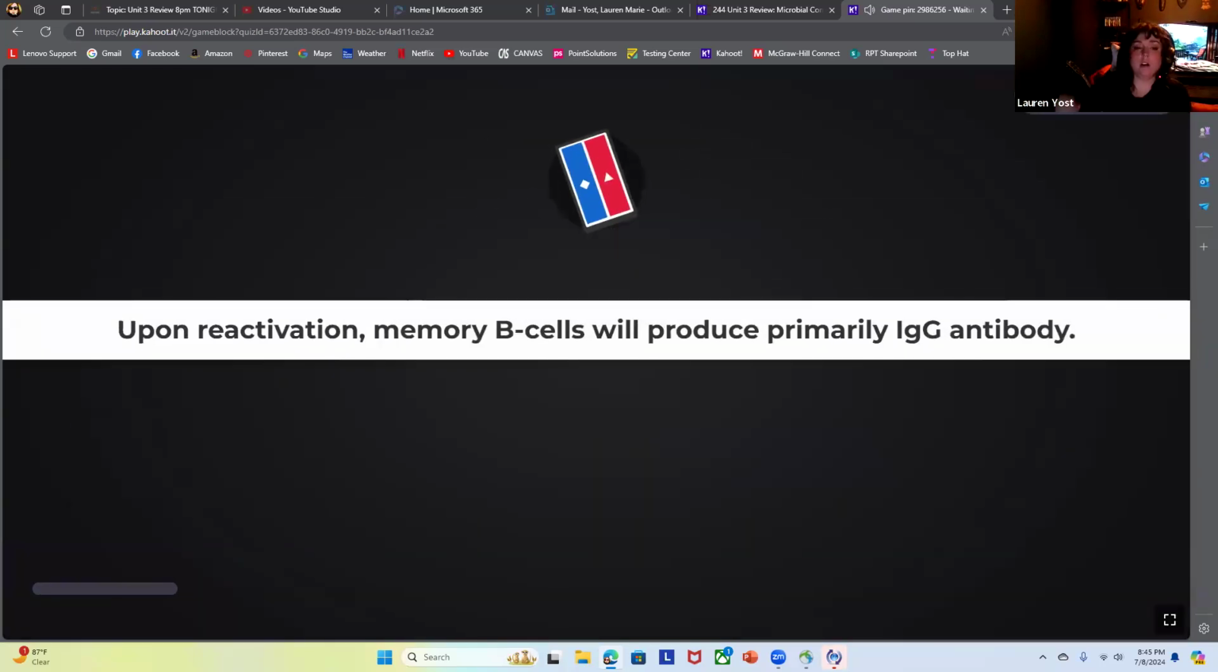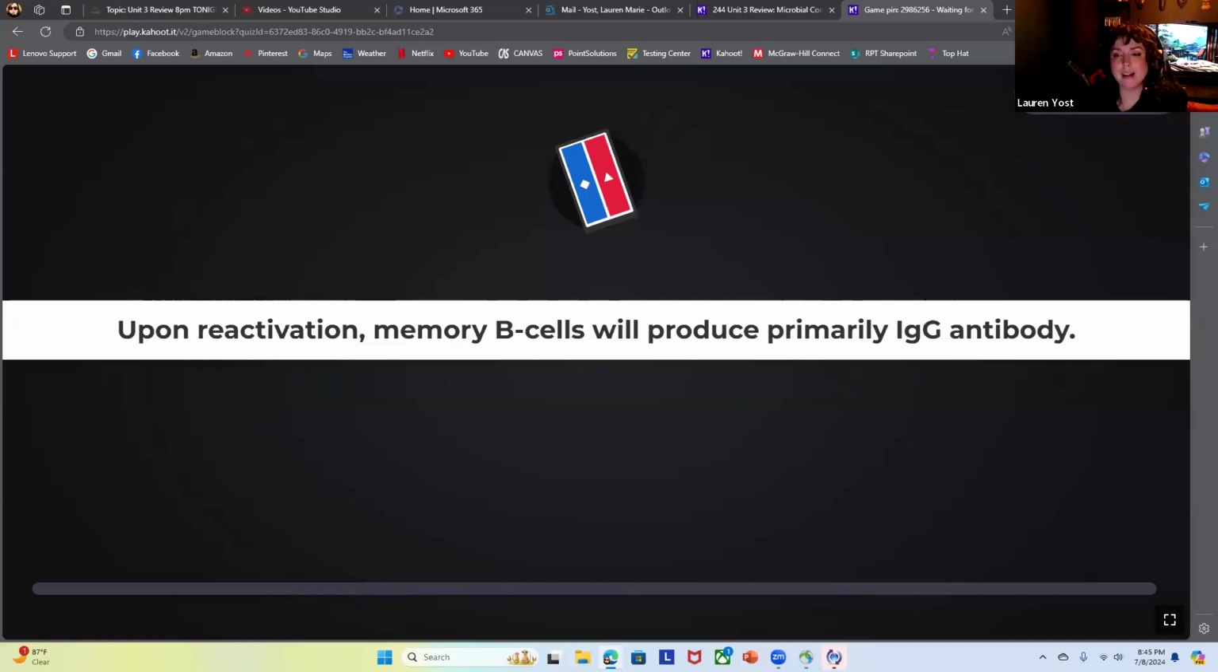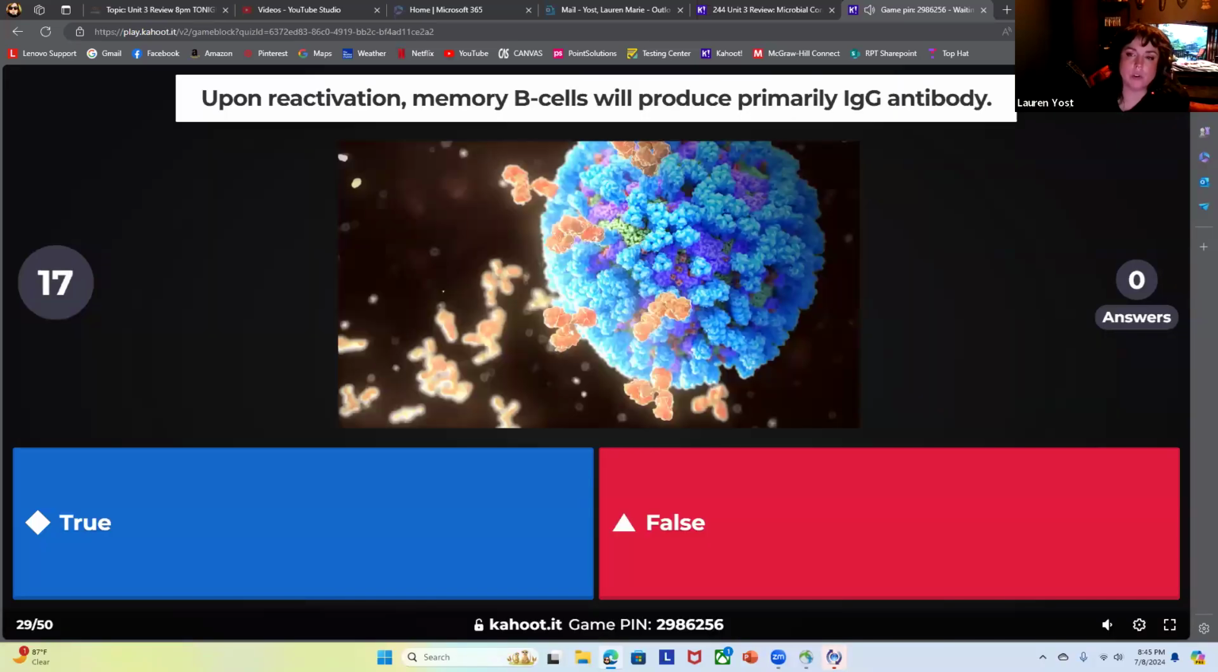Okay. True or false? Upon reactivation, memory B cells will produce primarily IgG. Is that true or false?